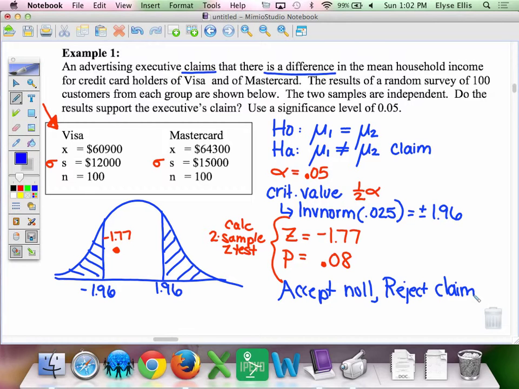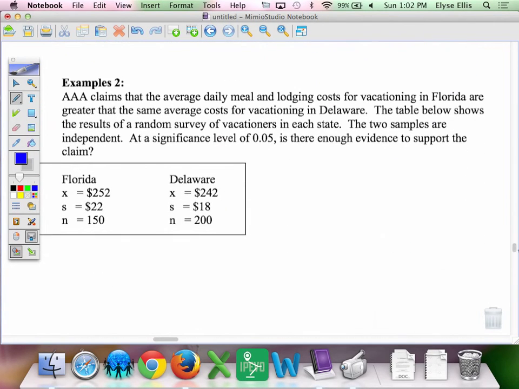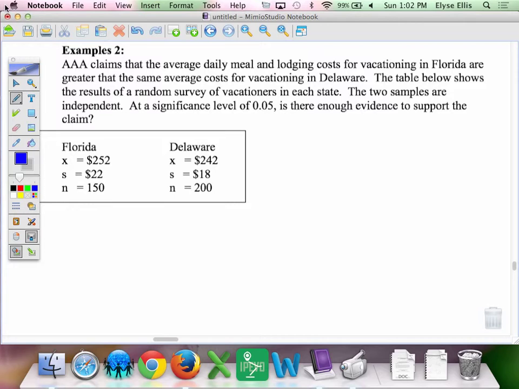Again, I cannot stress enough how much this is similar to the last chapter. The only thing that's different is the button on the calculator. Everything else, same process. Okay, to reiterate, let's try one more.